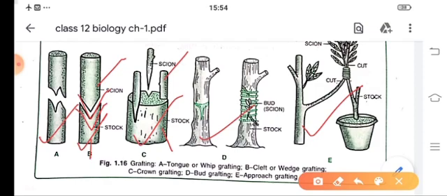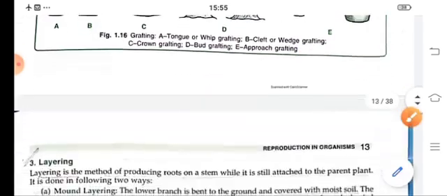Then approach grafting is there. Two plants are taken over here, 1 and 2, and then they are tied together. Cuts are made here and they are tied together. After developing some roots, then these are cut from the above. This stalk is cut from the above and then this particular scion is cut from the below and then they are forming a new plant.